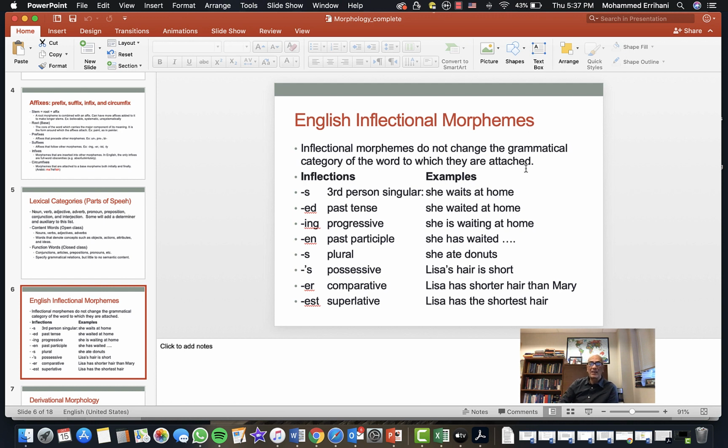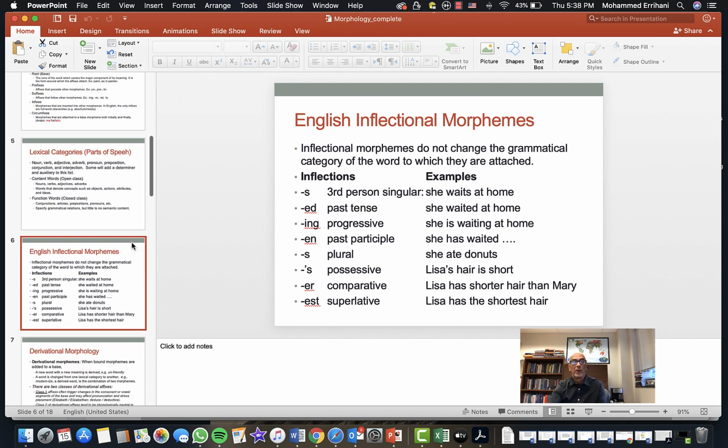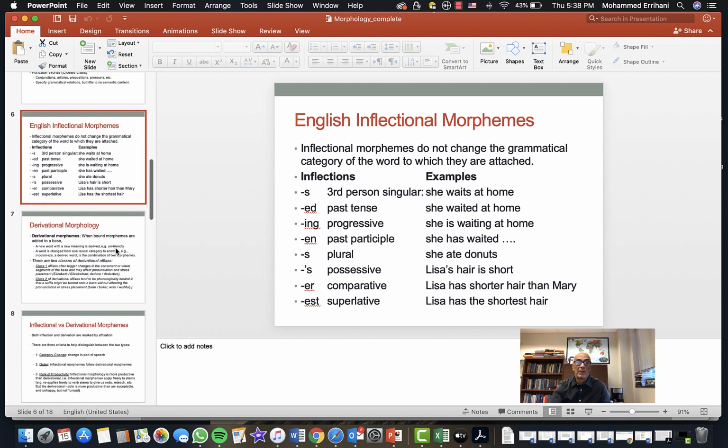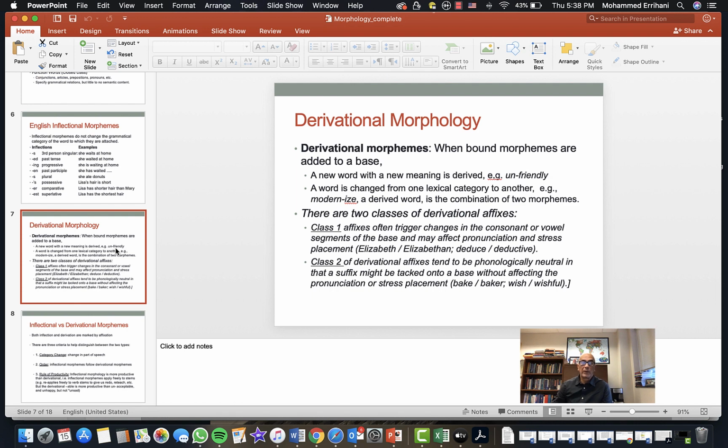The possessive S, Lisa's hair, that's another inflectional morpheme. The comparative, Lisa has shorter hair, so short or ER. And then the superlative inflectional morpheme EST, Lisa has the shortest hair. Okay, so these are basically the 8 inflectional morphemes that we have in the English language, and we don't really need to worry about the rest. There's nothing else in terms of inflectional morphemes.